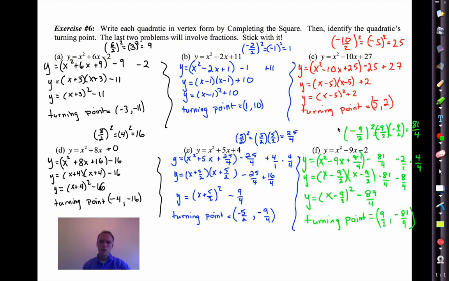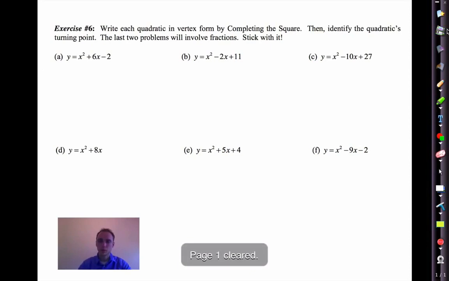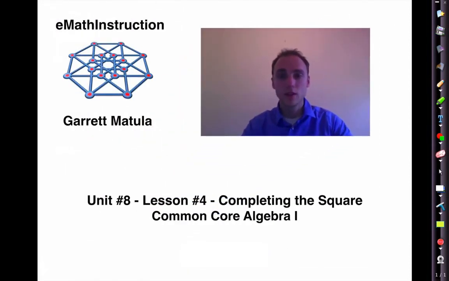All right, so that was it, guys. That's completing the square in a nutshell. I'll give you guys a couple of seconds to copy this down if you haven't gotten it, and then I'll erase it. All right, and that's it.